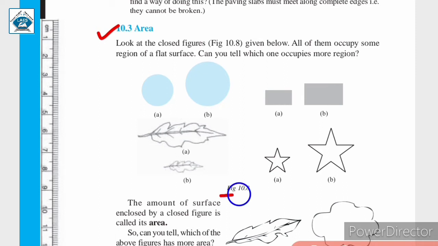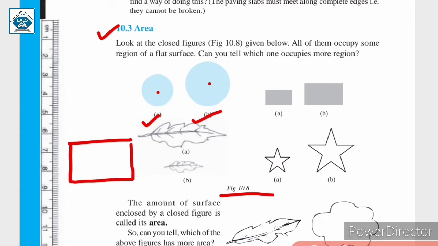In this figure 10.8 we are given some pairs of figures that look similar but one is bigger than the other. We are given some closed figures. Firstly, we are given two circles, and it is quite obvious that the size of this circle is smaller in comparison to this circle. So imagine a table top. This is a rectangular table top.